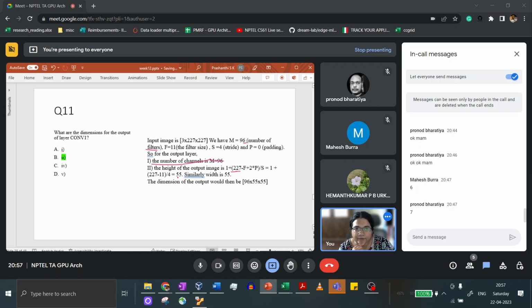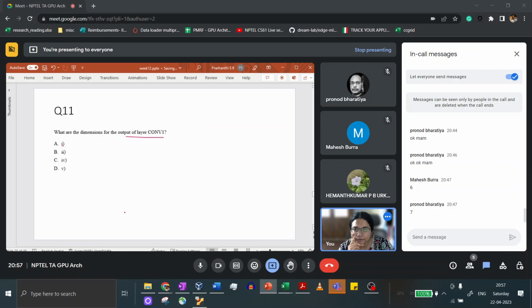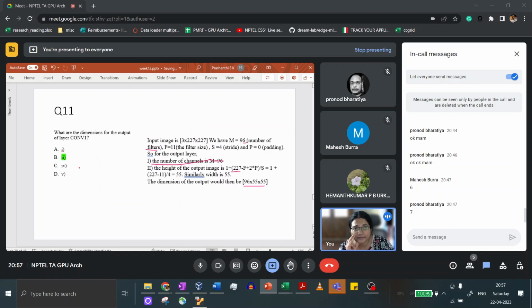That will give you 55 and the width will be the same. So your output dimensions is 96 cross 55 cross 55, which maps to your option 2. And that is the answer for this.